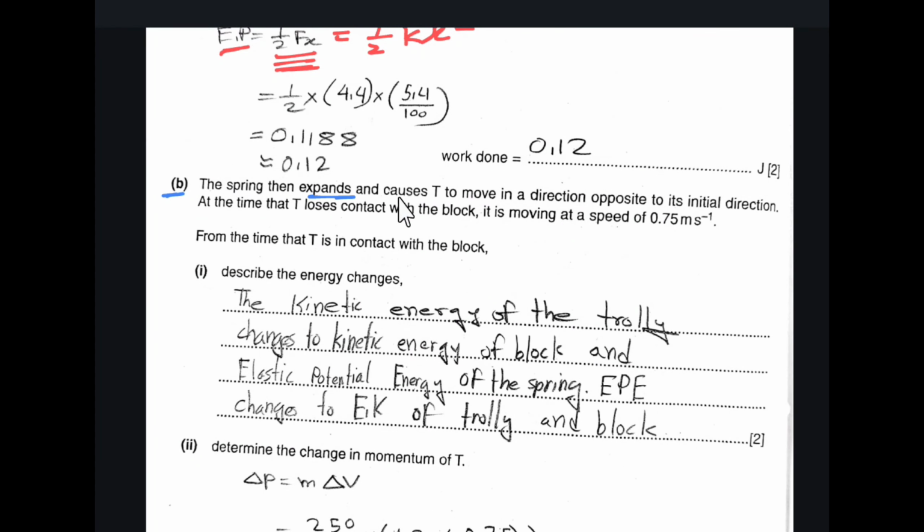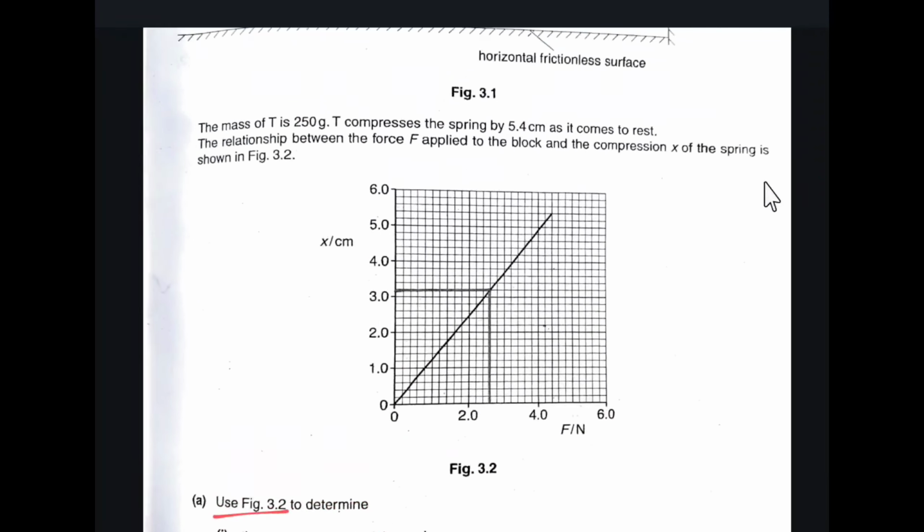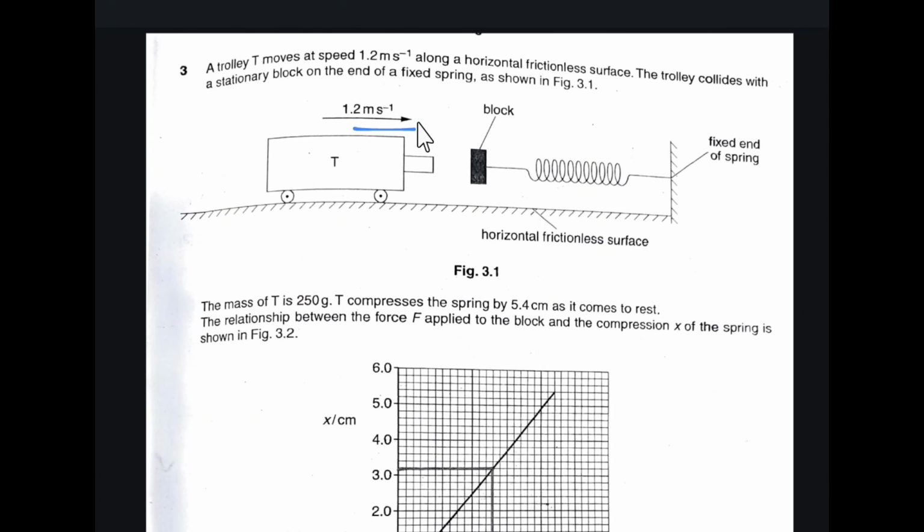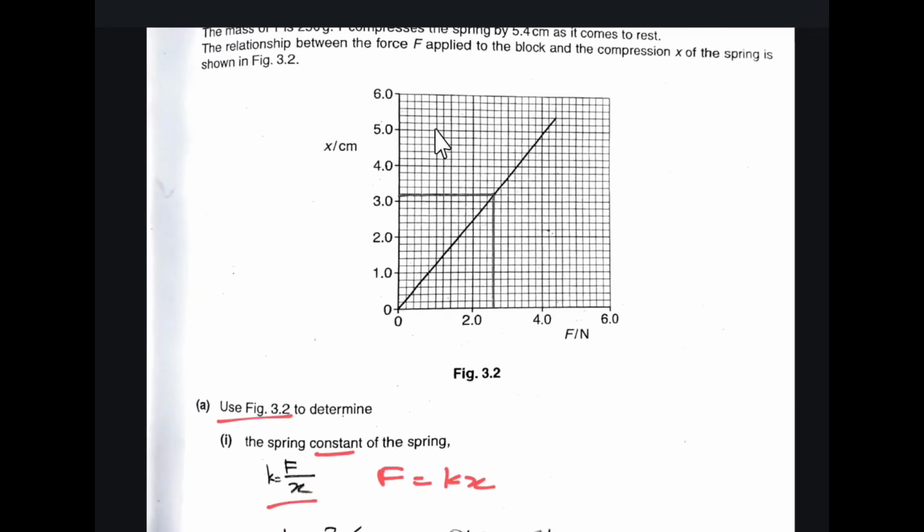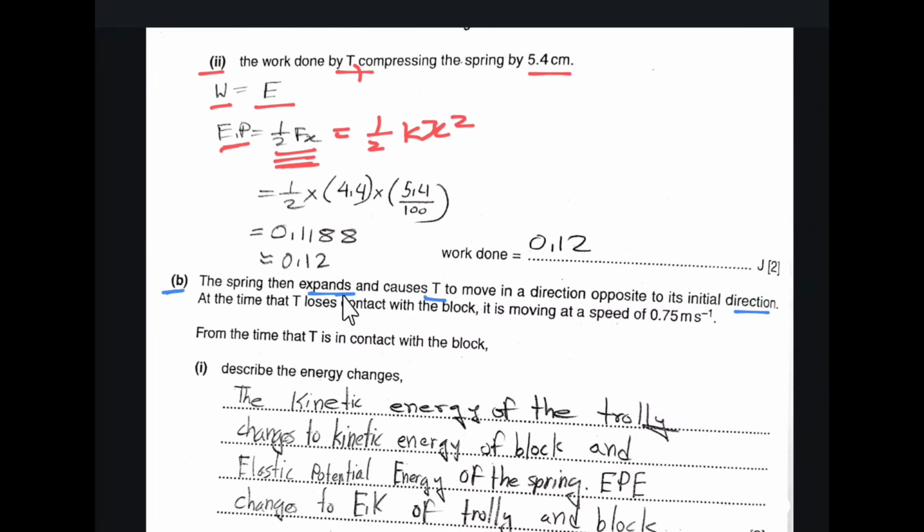The spring expands and causes T to move in the direction opposite to its initial direction. That means initially T is moving in this direction, but due to the expansion of the spring, T now moves in the backward direction. At the time that T loses contact with the block, it is moving with a speed of 0.75 meter per second, in this direction. For the time that T is in contact with the block, describe the energy changes.